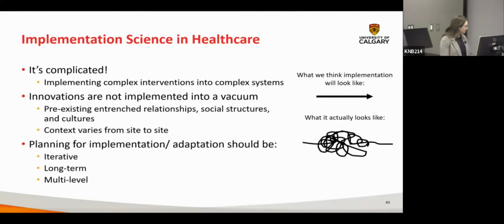just adding to the complication. So when you're planning to do any implementation or adaptation, it should be iterative. You're constantly rechecking what you're doing and what's working and what's not, checking in with your partners and relationships there. It's long-term. It doesn't stop once it's implemented. It always has to be evolving, and it's multi-level. So you need to start from the ground up and get buy-in from everyone at all levels.